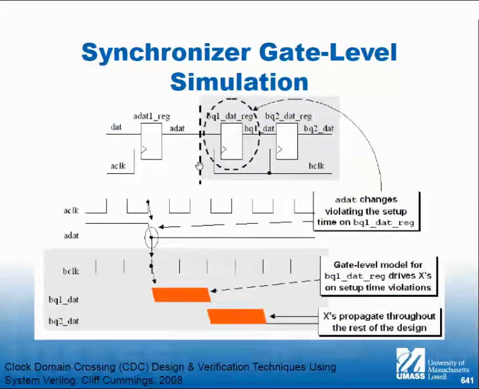This is from the Cummings paper. I called it the Sutherland paper before, but the Cummings paper. And this is like the paper to read about clock domain crossings, even though it's getting old. Logic design is logic design. He does a really nice picture. You see these pictures in a lot of other literature because people just copy it.